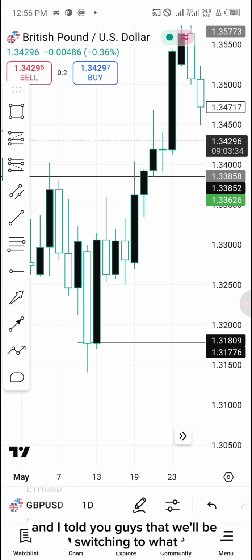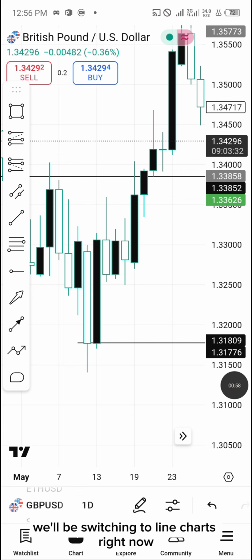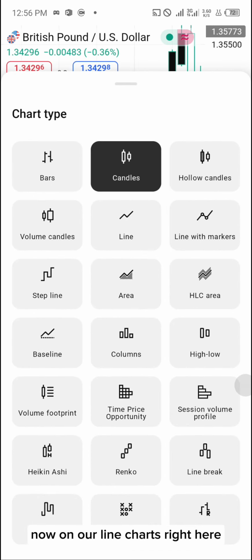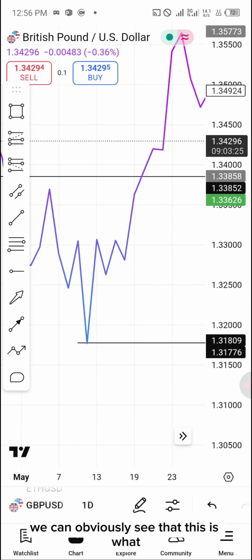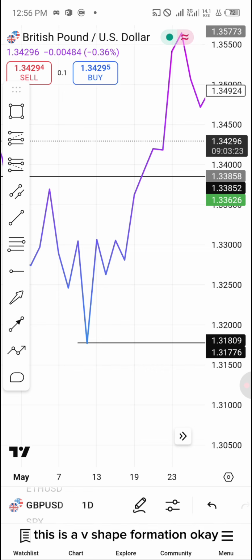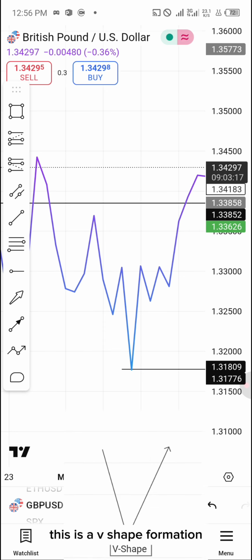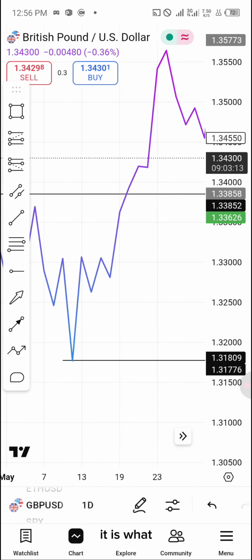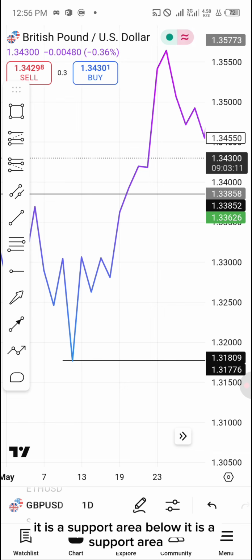I told you guys that we'll be switching to what? We'll be switching to line charts, right? Now let's switch to line chart and see. Now on our line charts right here, we can obviously see that this is a V shape formation, and since it's a V shape formation, it is what? It is a support area. Below it is a support area.